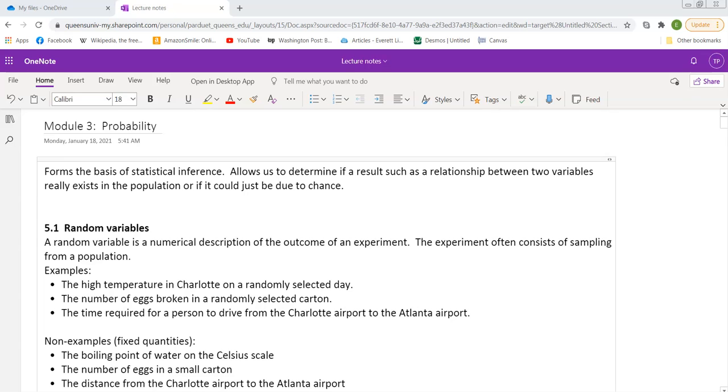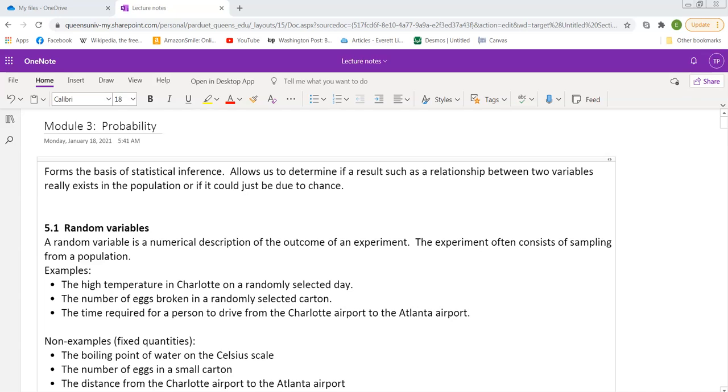Hi everybody, welcome to the first lesson of Module 3, which is on probability. I want to take a minute to explain why we need to cover probability in this class. And that is that we're going to use it later. We're going to spend the entire second half of the course doing statistical inference. And if you remember, statistical inference is when we're using information in a sample to make generalizations about the population.